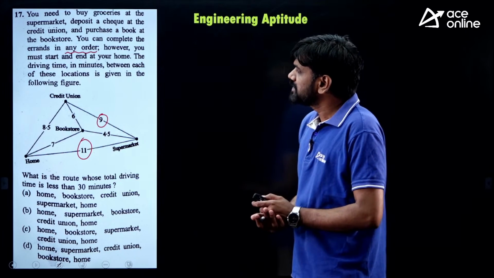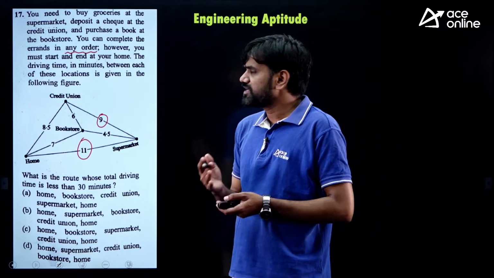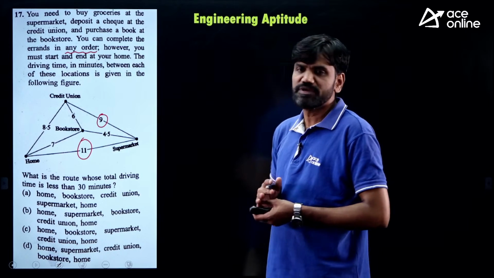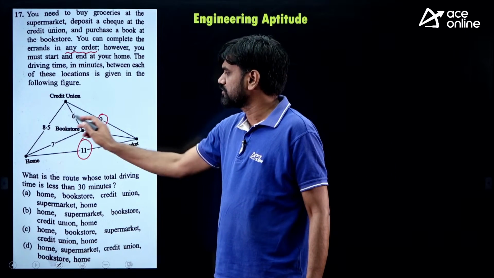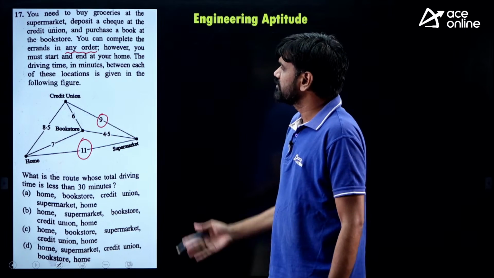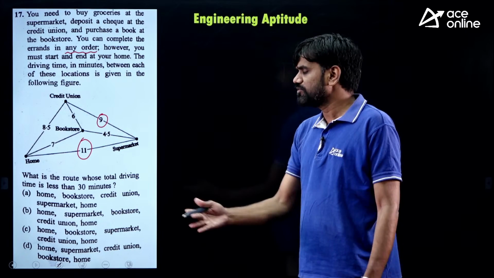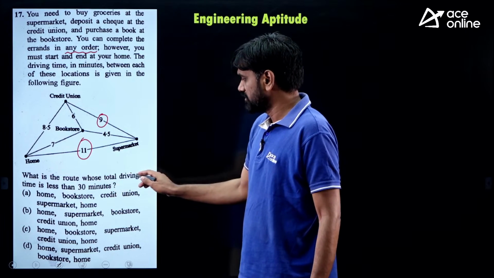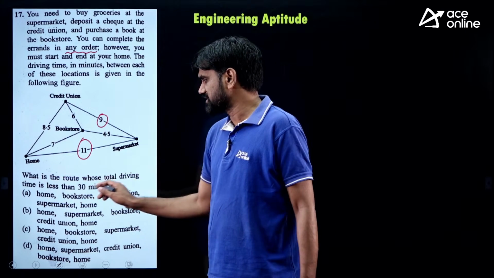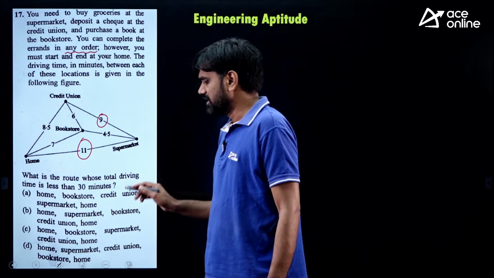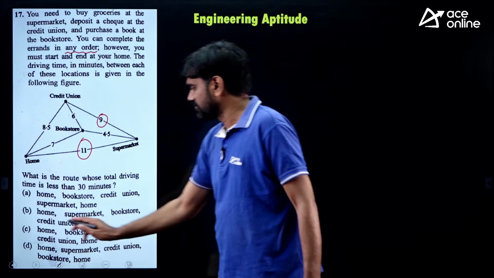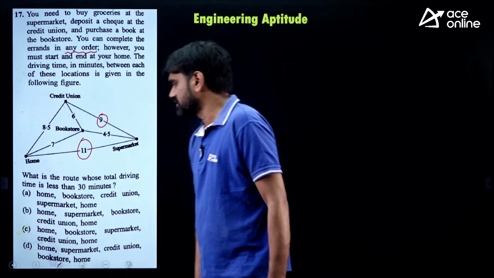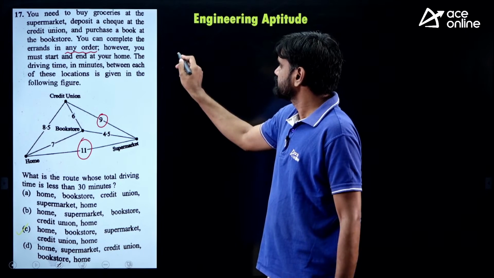The driving time in minutes between each of these locations is given in the following figure. There's a figure given and the times are mentioned. So which is going to give you the least time taken? What you have to do is simply go ahead by the options. What is the route whose total driving time is less than 30 minutes? The one which gives you less than 30 minutes is the answer. If you check that, it will give you option C.